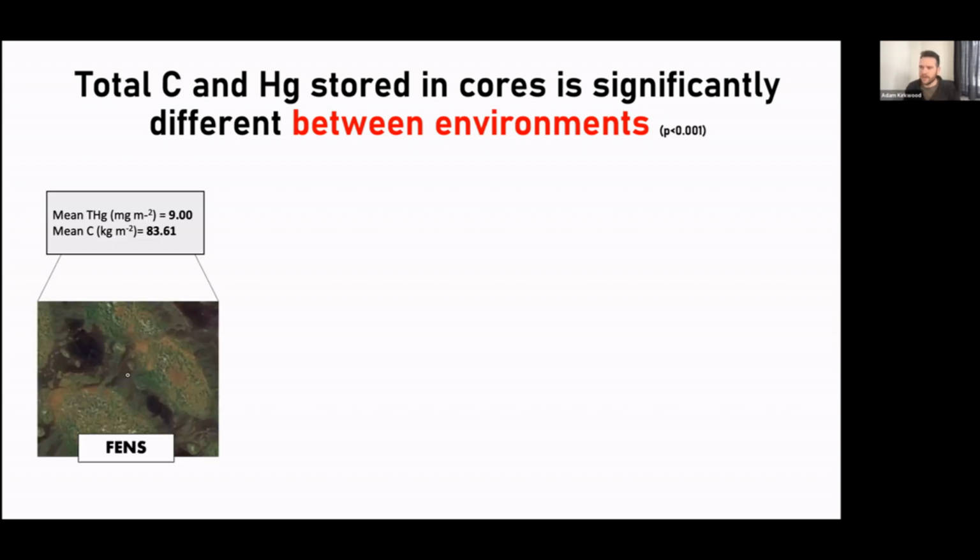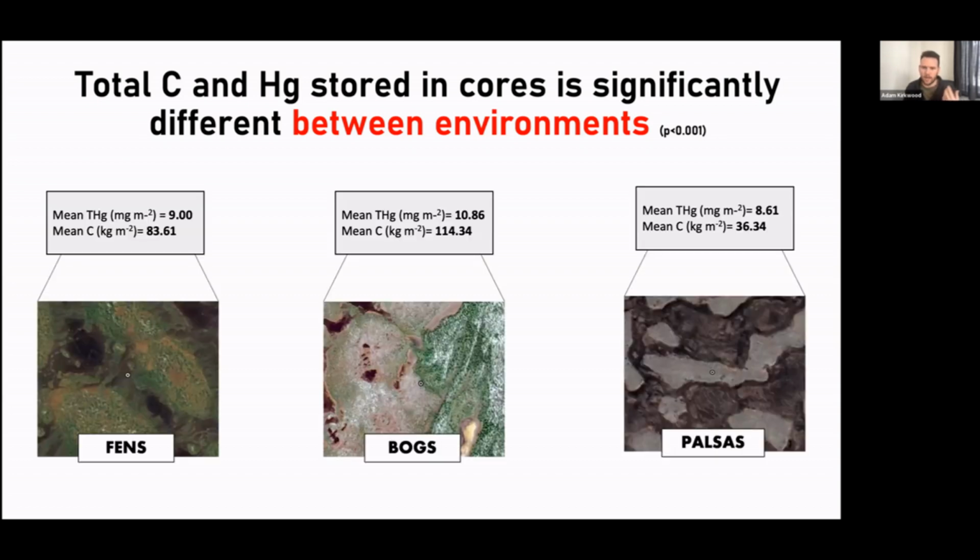So we sampled fens, bogs, pulsas, and peat plateaus, as well as adjacent thermokarst fens. And so for all of the cores, we find fairly different values of mean total mercury and mean carbon. For fens, we find about 9 milligrams of mercury per meter squared, and then the carbon mass is a little bit lower at 83.61 kilograms per meter squared.